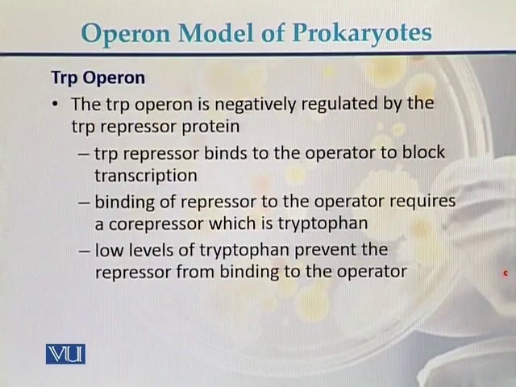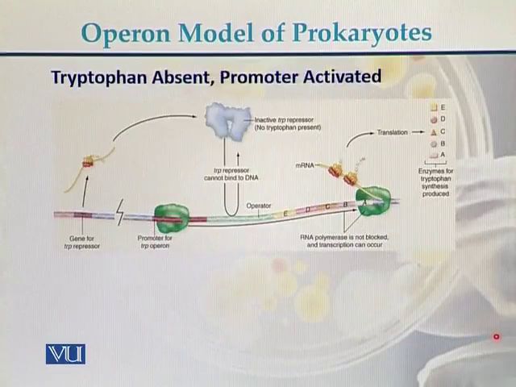What is the tryptophan operon? The tryptophan operon is negatively regulated by the tryptophan repressor protein. The tryptophan repressor binds to the operator to block the transcription. Binding of the repressor to the operator requires a co-repressor, which is tryptophan. A low level of tryptophan prevents the repressor from binding to the operator. If tryptophan is absent, then the promoter is activated. Here we can see that there is no tryptophan, so the promoter is activated. When the promoter is activated, there is transcription of the structural genes.